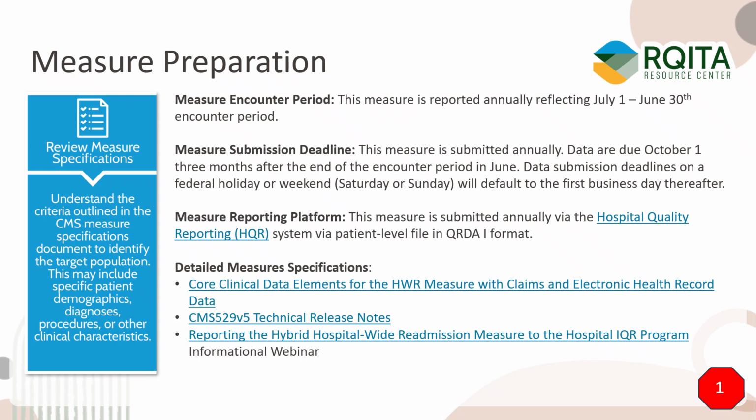This measure data is collected for a measurement period of July 1st through June 30th and submitted annually, with data being due on October 1st, 3 months after the end of the encounter period. If the October 1st deadline falls on a federal holiday or weekend, it will default to the first business day thereafter. This measure is reported through the Hospital Quality Reporting HQR Secure Portal under the Hybrid Measure tab via QRDA1 files. This is our first activity question. Who would oversee measure preparation at your facility?